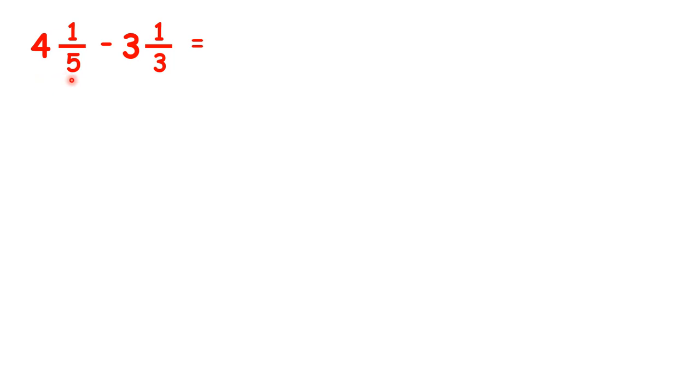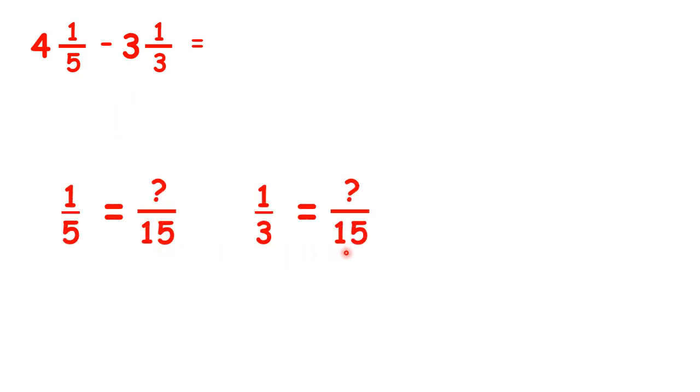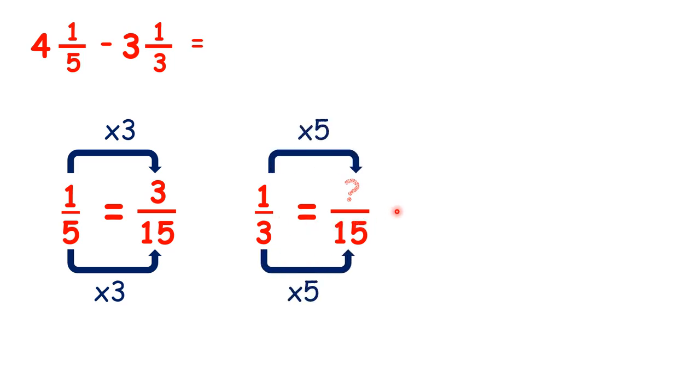Now we have 4 1/5 take away 3 1/3. When subtracting fractions, we need our denominators to be the same, so let's change our fractions to 15ths. 1/5 is 3/15, and 1/3 is 5/15. So we can rewrite our question 4 3/15 minus 3 5/15.